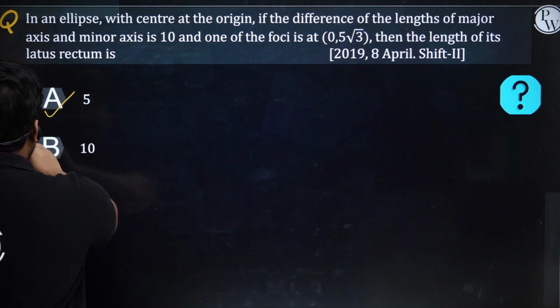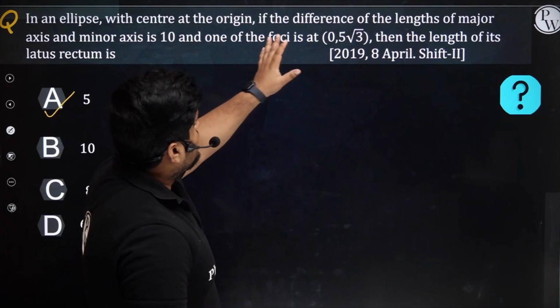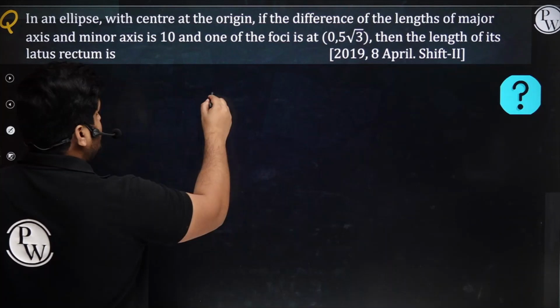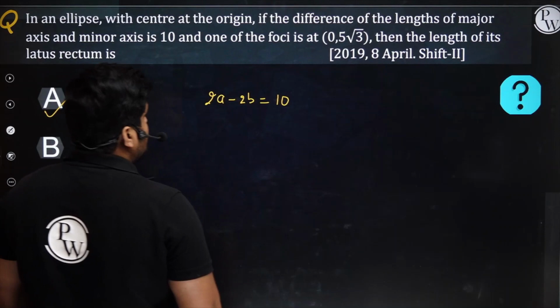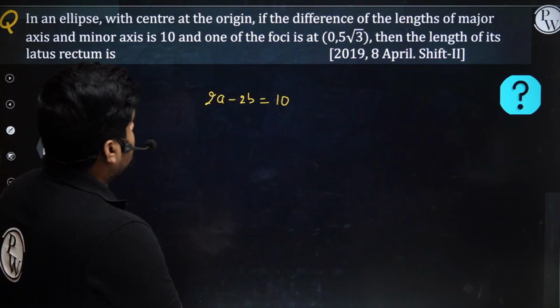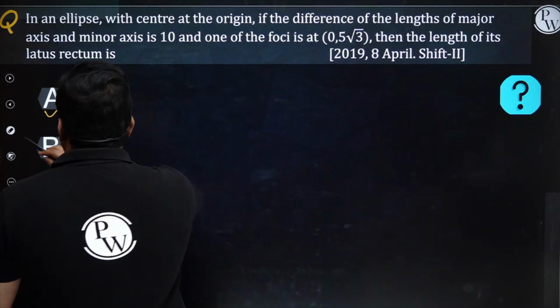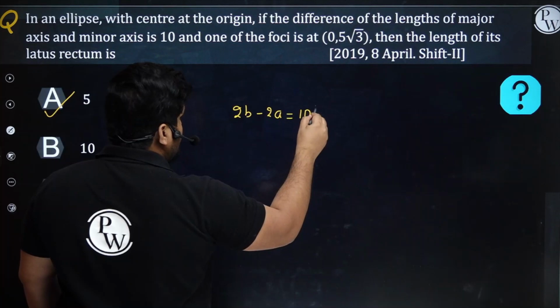So, an ellipse with center at the origin, the difference of the lengths of major axis and minor axis is 10, and one of the foci is at (0, 5√3). The difference of the lengths of the major axis and minor axis is 10. Here you can see the focus is on the y-axis, right? So here we have 2b minus 2a is equal to 10, given.